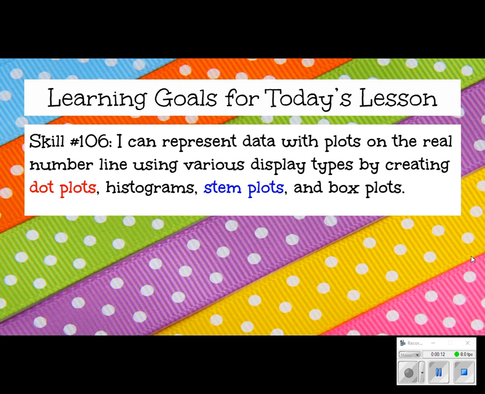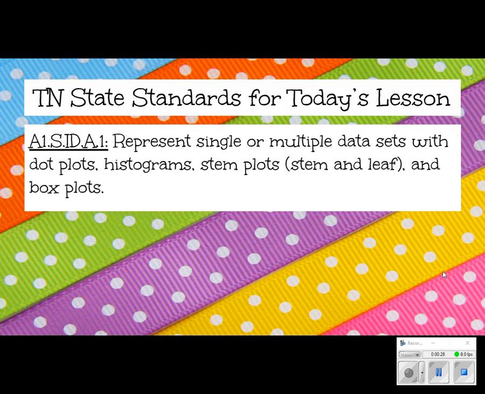Alright, so we have to be able to represent data with plots on a real number line using various displays, and there are four that we have to talk about. The two that we're talking about today are dot plots and stem and leaf plots, or sometimes they're called stem plots. And our standard for today is to represent single or multiple data sets with dot plots, histograms, stem and leaf plots, and box plots.